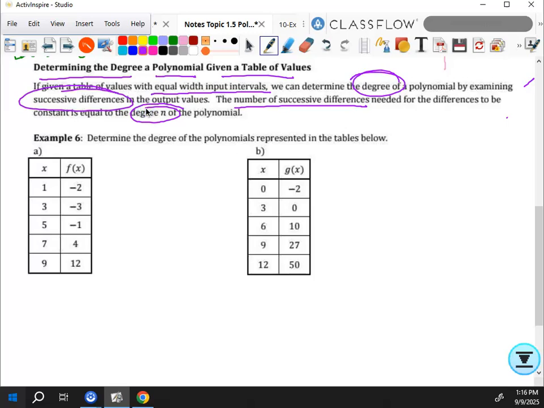So we always start with our tables looking at the equal length, see if we have equal length input value intervals. I totally do, right? Those are all 2.